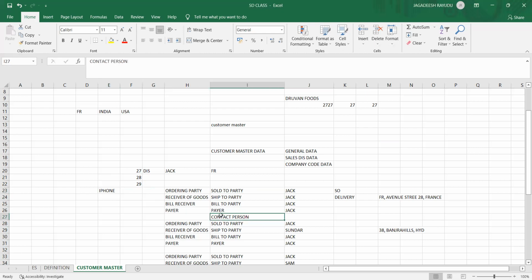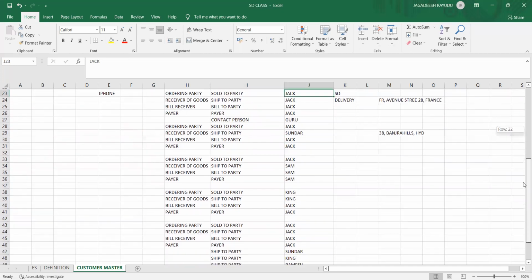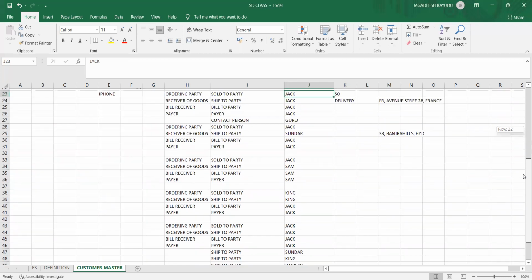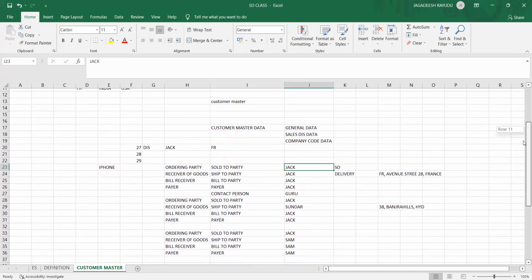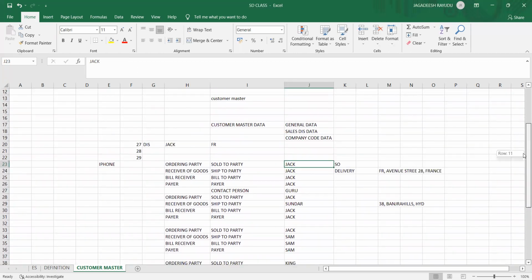So then the contact person will be like some guru, who will receive on behalf of his boss, Jack or something like that. So this is how you have to create your customer master data. There is nothing to worry about that.